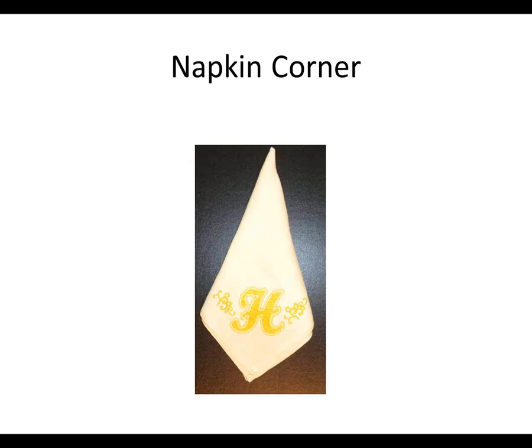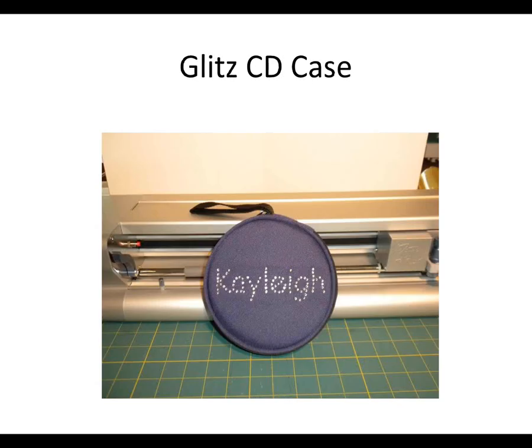This is one of the projects that have been worked up for you. It's a napkin corner. This project is going to show you how easy it is to turn lettering into stitches, add decorative accents, and create a placement line for perfect placement. And the Glitz CD case. This will show you how easy it is to turn our lettering into a crystal heat press transfer.